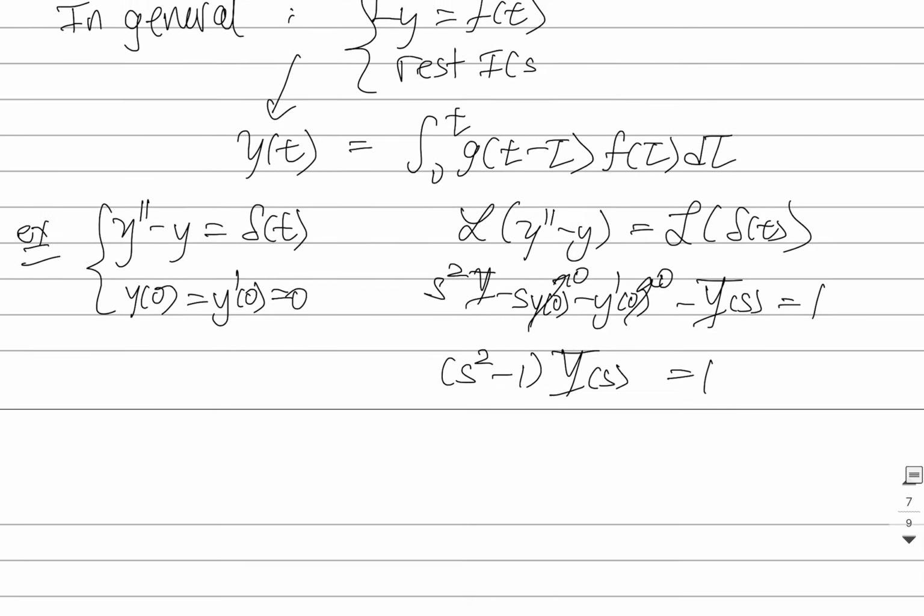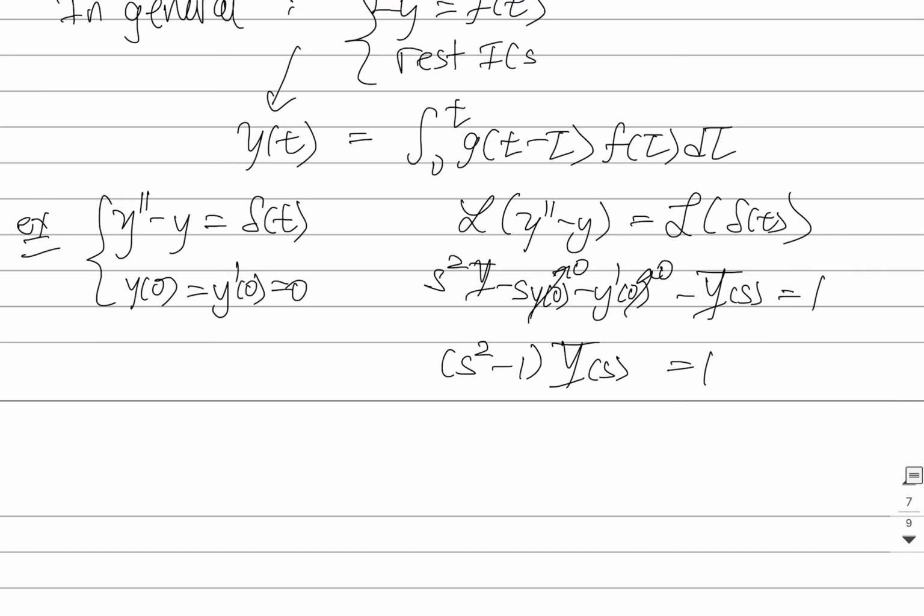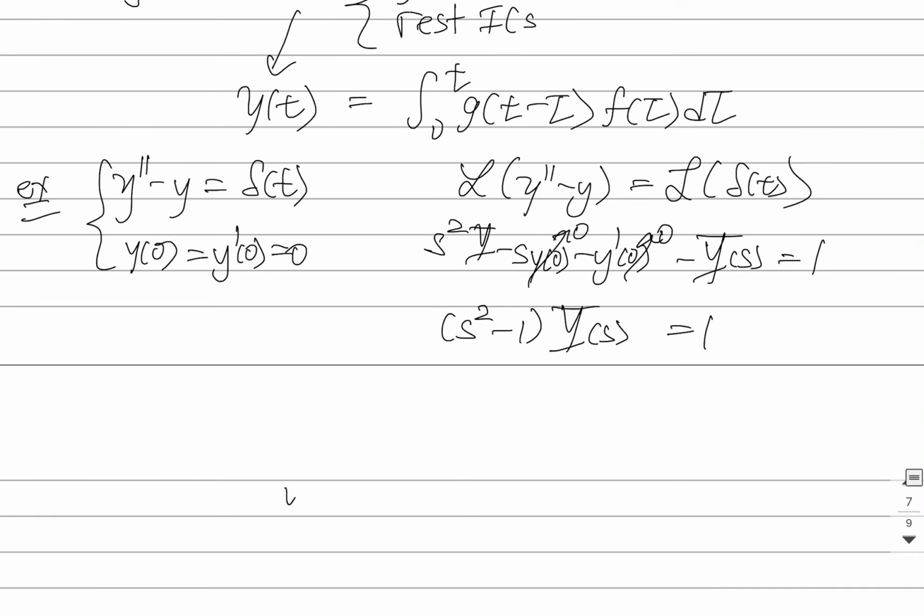So this is what I mentioned. When you have rest initial conditions, you will always get some polynomial in s right in front of your transformed function. You'll get Y of s is 1 over s squared minus 1. This right here is the transfer function.